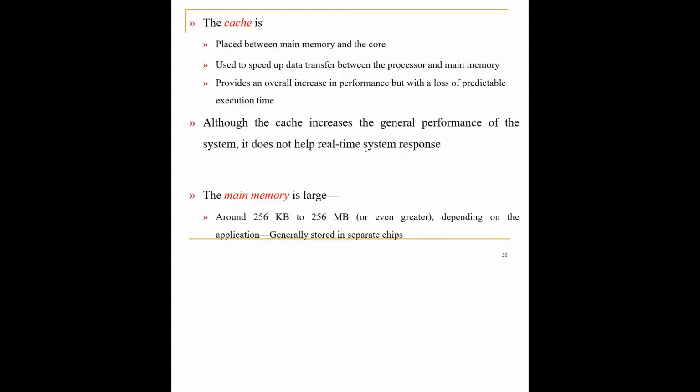Why doesn't it help the real-time response? Because the data, programs, or code that you have written will be stored in the main memory. So even though your cache memory is going to process the data or speed up the processing of the data, the actual data is present in the main memory, which is comparatively slower. So even though it increases the general performance of the system, it will not help the real-time response of the system.